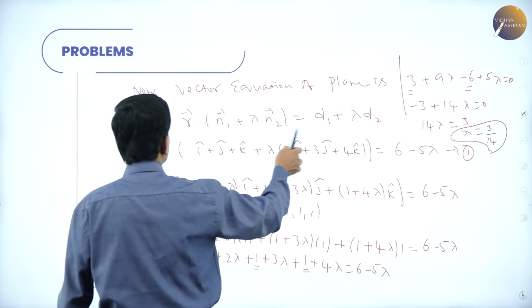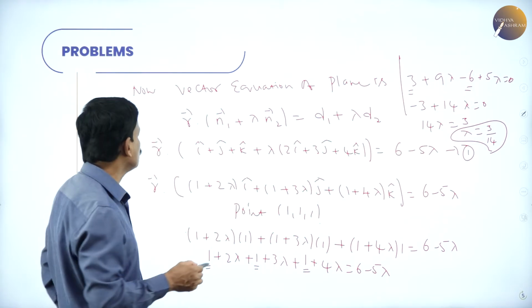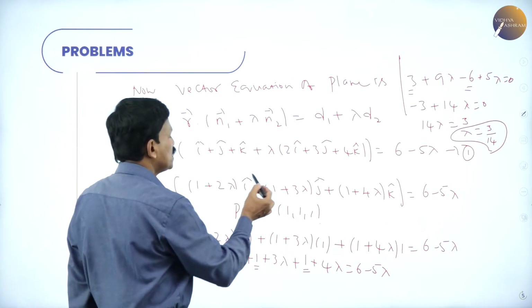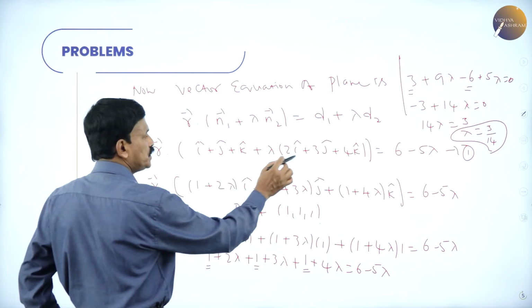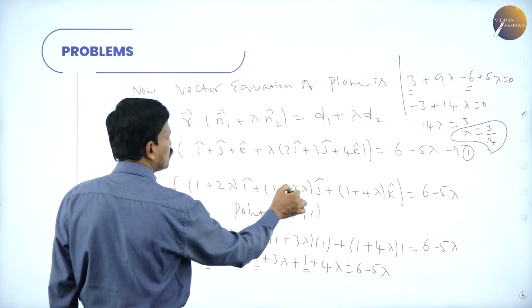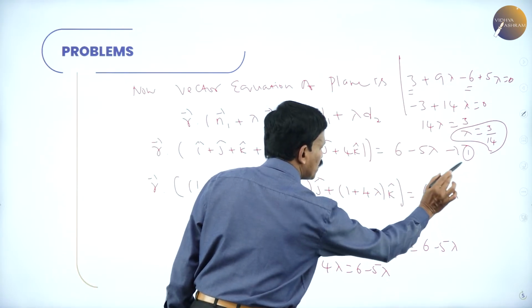So the vector equation of the plane is r dot (n1 plus lambda into n2) is equal to d1 plus lambda d2. Substitute the value of n1 and n2. Then you just add the coefficient of i, j and k. Coefficient of i is 1 plus 2 into lambda i plus 1 plus 3 into lambda j plus 1 plus 4 into lambda k is equal to 6 minus 5 lambda.